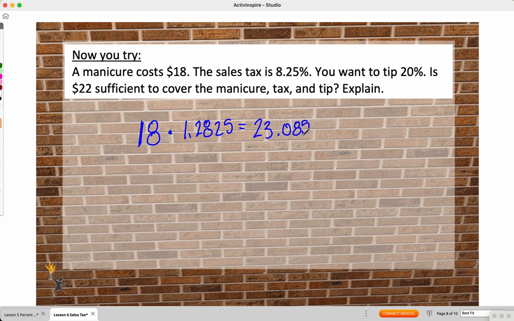Now, I'm just going to give you a little hint. When you're talking about money, if you're the company that's charging the money, are you going to want more money or less money? More. So anytime you're trying to figure out a total, you always want to round up. Even if it's just 0.3 cents of a dollar, you're going to round up to the next cent. So you're going to say it's going to cost a total of $23.09. If you only have $22, do you have enough to cover it? No, because $22 is less. Okay, $23 is greater than $22, so no, you don't have enough money.